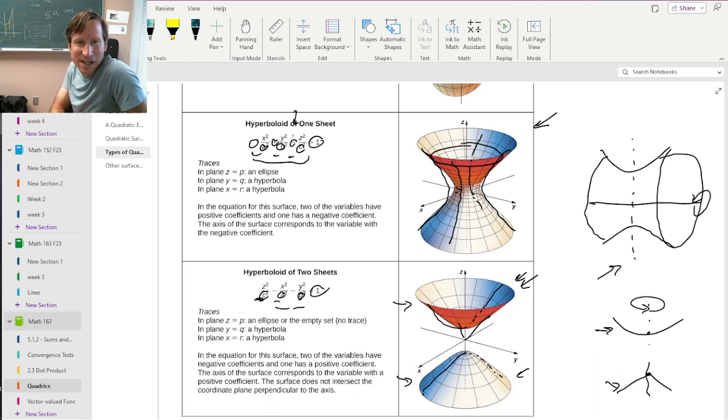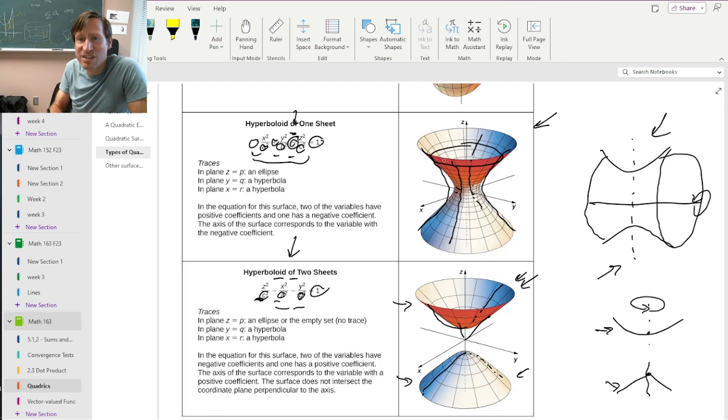So on this one we only had one minus sign. On the hyperboloid of 2 sheets we had 2 minus signs. Where those minus signs show up determines which direction this hyperboloid goes, right? So here we had the minus on the z-axis, which is why this one goes up. If we had the minus sign on the x term instead, it would open sideways like I've drawn over here. So the minus sign just tells you which direction it goes.